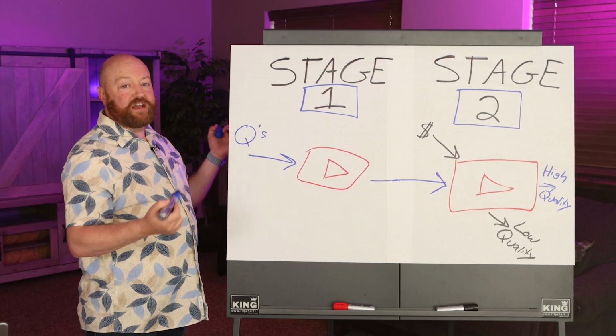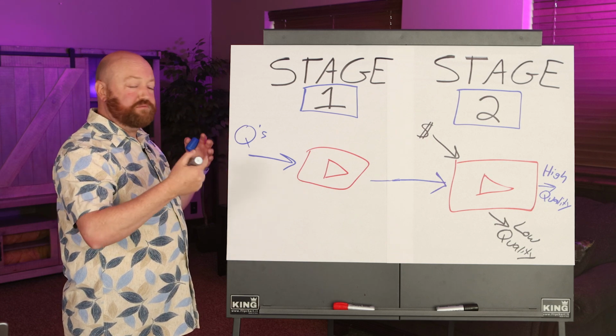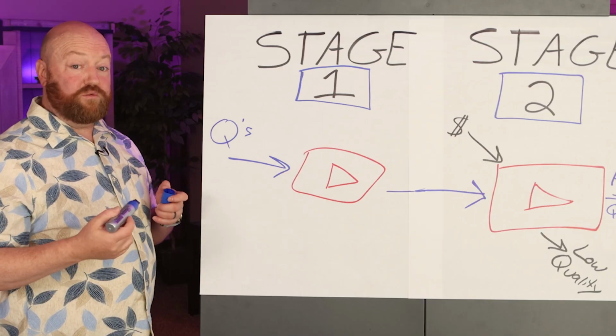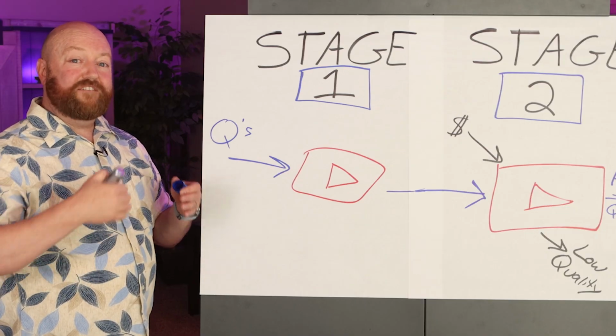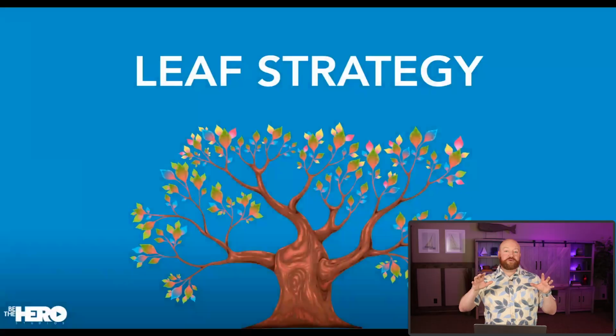Now, you can't just make up questions, or say, well, I heard somebody ask me this question, or on Facebook I was asked this question, and so you just make a video about that. There's actually a way that you could be more strategic and do research and find the questions that are being asked consistently every single month. To be able to find these questions, I want to teach you my tree analogy or my leaf strategy, okay?